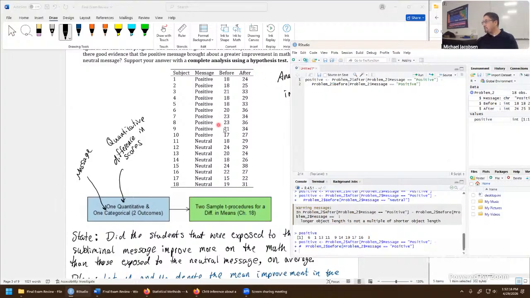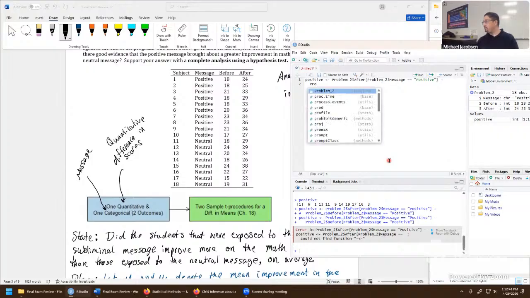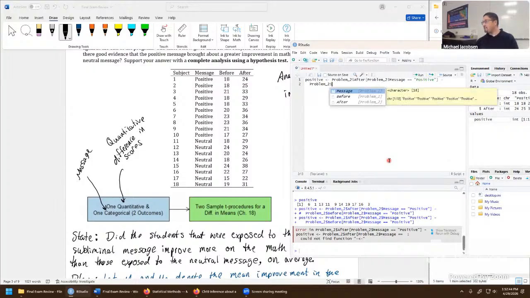I'm going before, so I'm selecting these. I want the message to be positive again. Weird, I'm not seeing the issue on this. Let me see if I can start over on this line. So we have this, I want to do subtract. Then let me try going slower. Problem 2, I want to select. We did the after, so now I'm going to before.